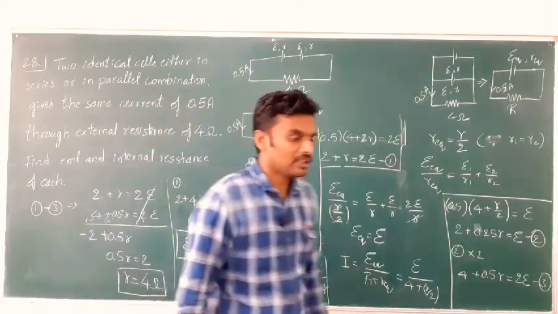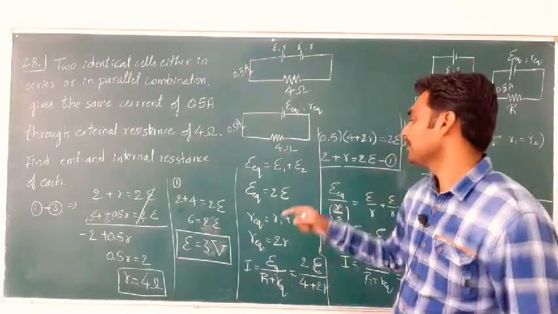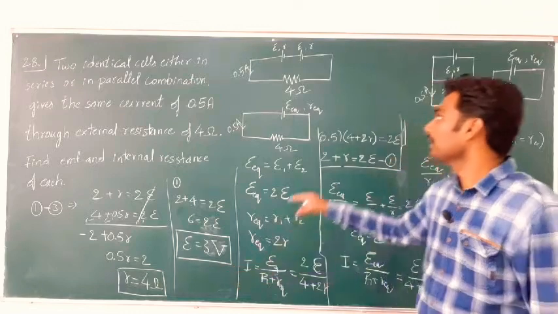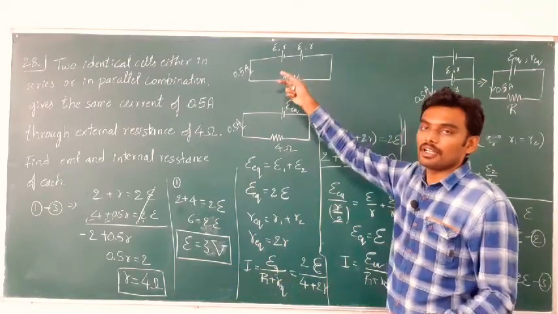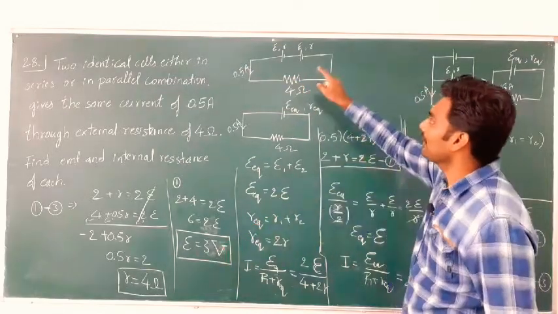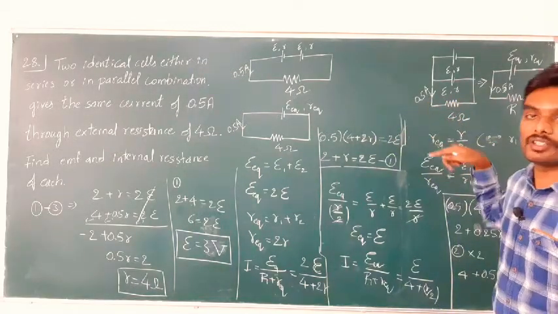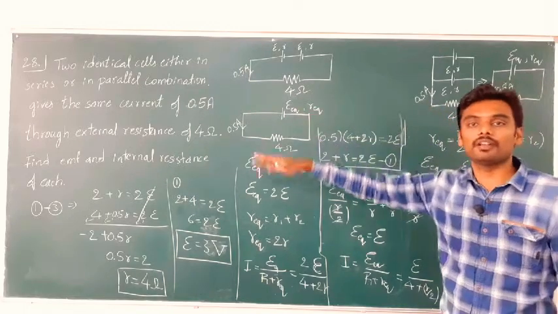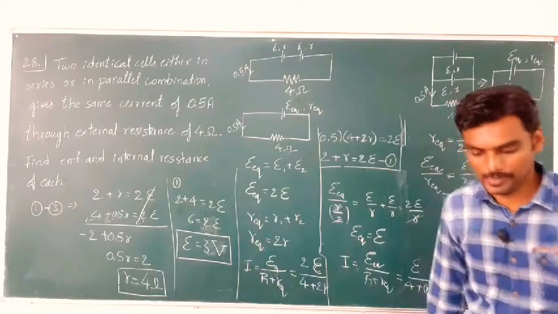Which means that when you have an EMF of 3 volt and internal resistance of 4 ohm, when you connect those two identical cells either in series or in parallel with 4 ohm external resistance, in both situations you will get 0.5 ampere of current itself. Clear? Good.